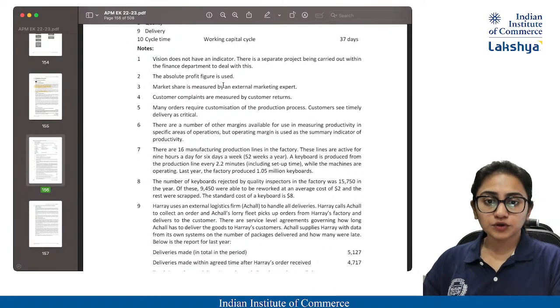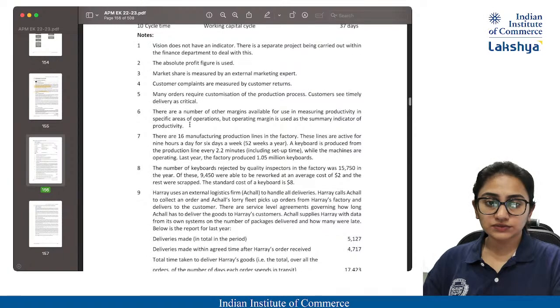The absolute profit figure is used. Market share is measured by an external marketing expert. Customer complaints are measured by customer returns. Many orders require customization of the production process. Customers see timely delivery as critical. There are a number of other margins available for use in measuring productivity in specific areas of operations, but operating margin is used as a summary indicator of productivity.